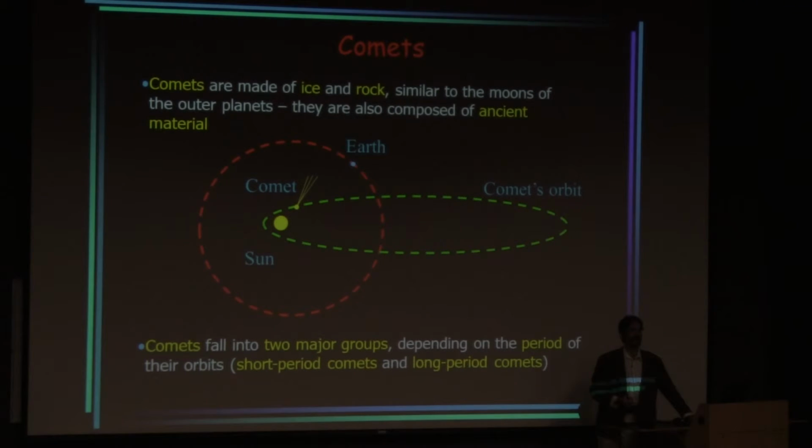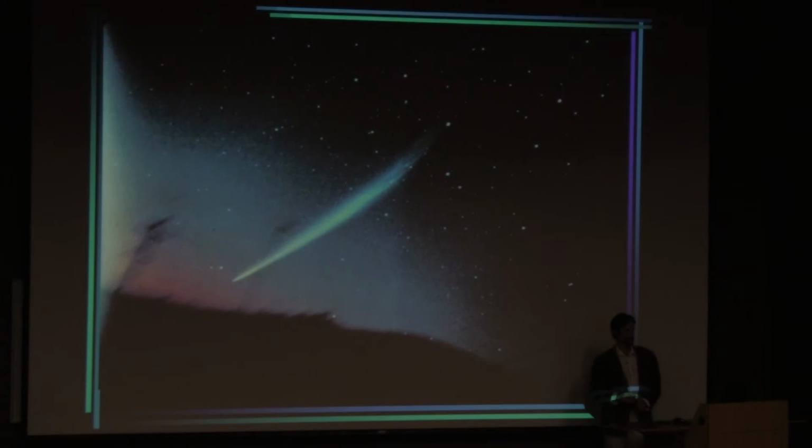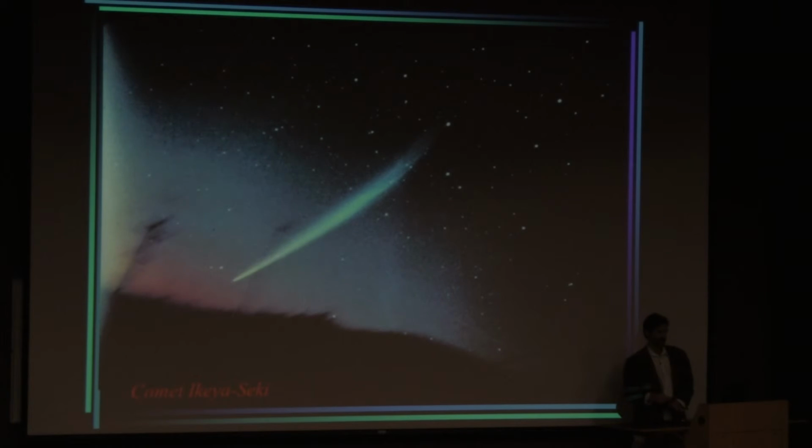Most of the other comets out there spend their time in the outer solar system far from the sun. And so they don't form the cometary appearance that we're used to with the tails and things like that. Okay, two major groups, short period and long period comets. We'll talk about those. This is an example of comet Ikeya-Seki.